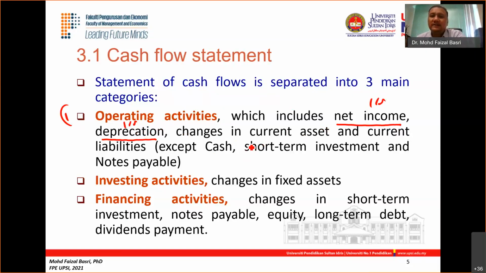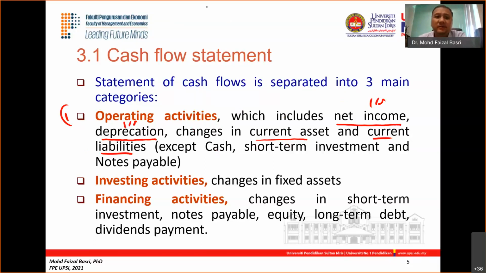And the majority of items under the operating activities will be coming from the changes in current assets and also current liabilities, which is the working capital. So if you remember the current assets, we have multiple items. Similarly, current liabilities also have multiple items. However, under these two categories, a few items will be excluded from operating activities.